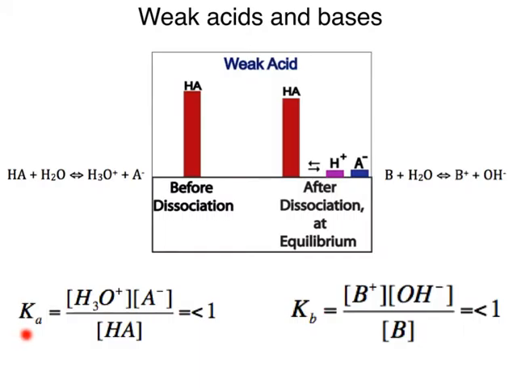Now notice here, for a weak acid, the Ka, if we take into account all of this, notice that the amounts of these are very small and the amount of this is still relatively large, so it is going to be less than 1. The smaller these numbers are and the bigger this number is, the smaller this is going to get. Same over here. The smaller the Ka and Kb, the weaker the acid and base is.